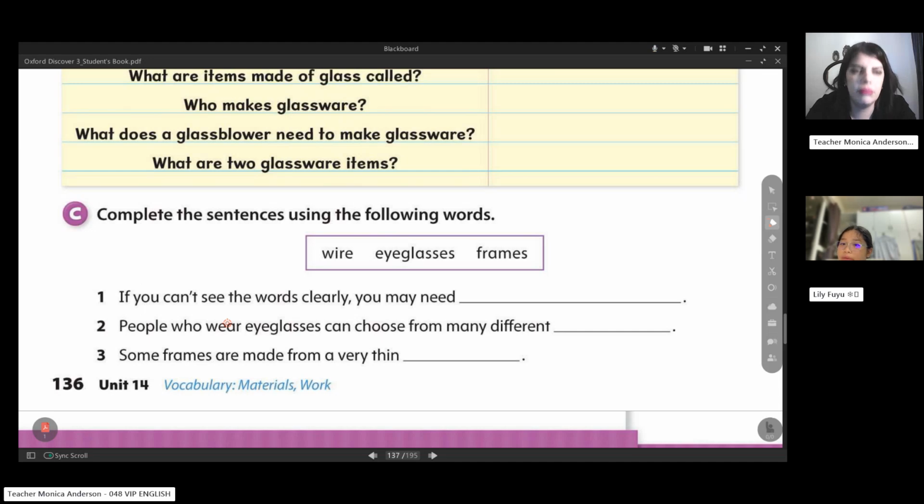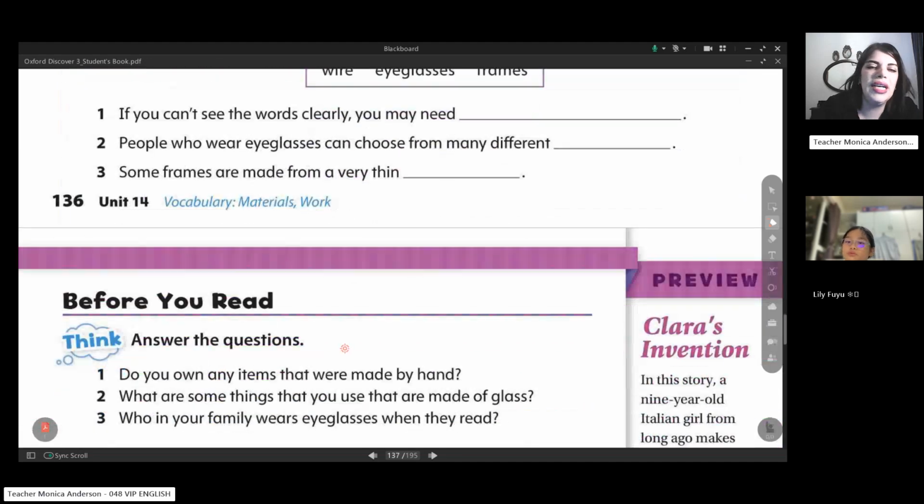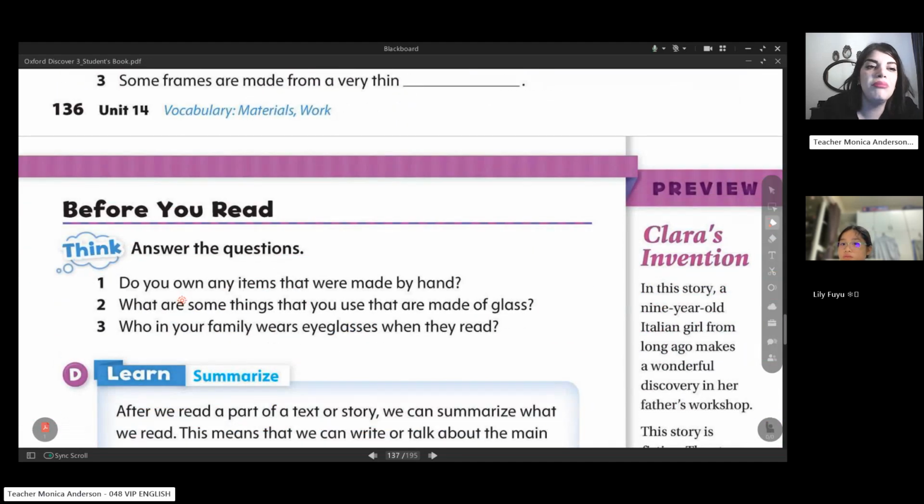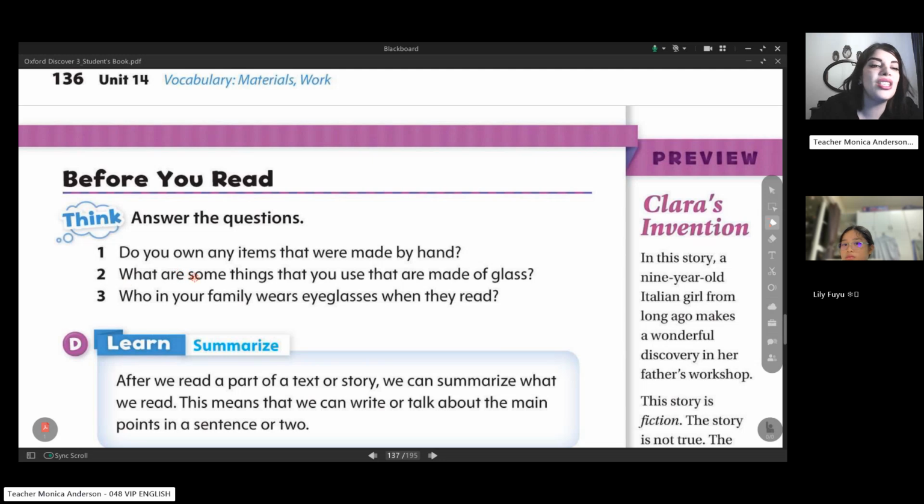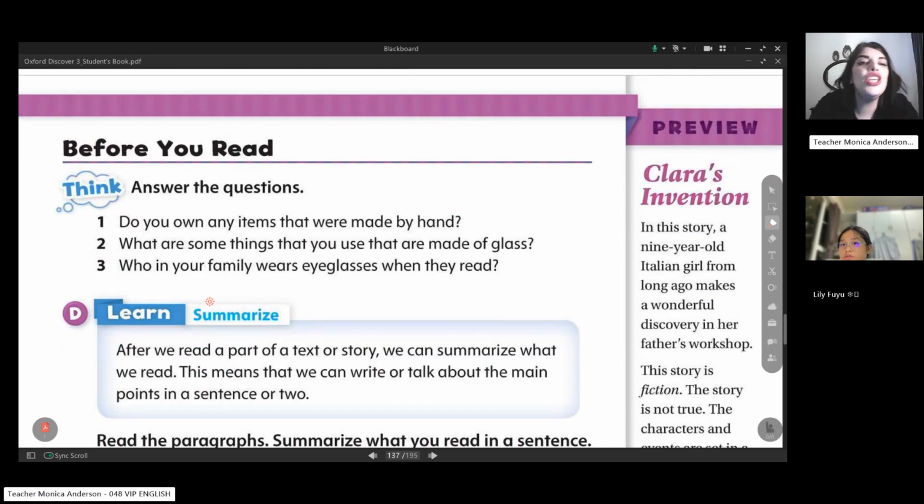Some frames are made from very thin wire. Wires, yeah, of course. Well, and now, before you read, answer the question. So let's see. Do you own any items that were made by hand? No. What are some things that you use that are made of glass? Glasses. Yeah, my glasses.